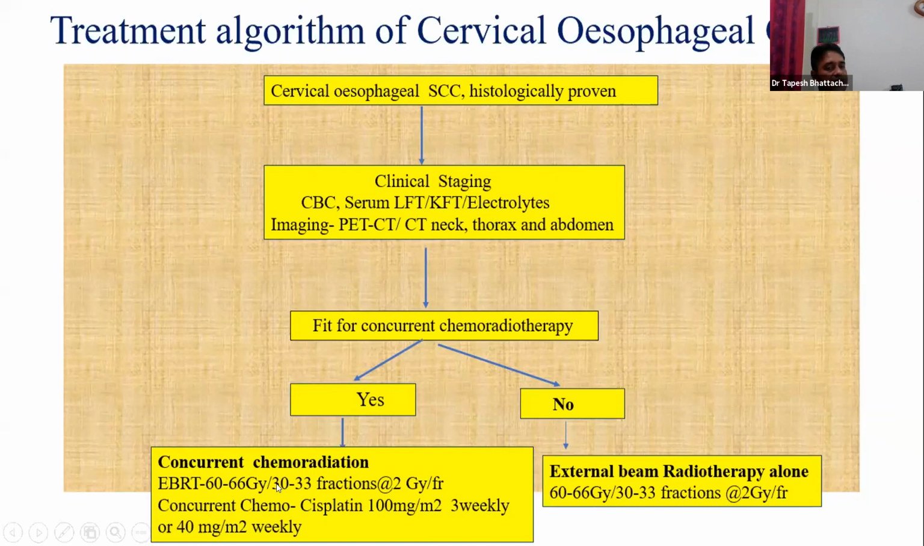Dose will be 60 to 66 gray in 30 to 33 fractions at the rate of 2 gray per fraction. And what will be the concurrent chemo? Most of the studies have used head and neck concurrent chemo, cisplatin 100 mg per meter square 3 weekly or 40 mg per meter square weekly. We also follow the same kind of protocol in cervical esophageal cancer. And if it is external beam radiation alone, where due to deranged RFT or poor performance status you may not be able to deliver concurrent chemoradiation, there it is external beam radiation alone, 60 to 66 gray at the rate of 2 gray per fraction.